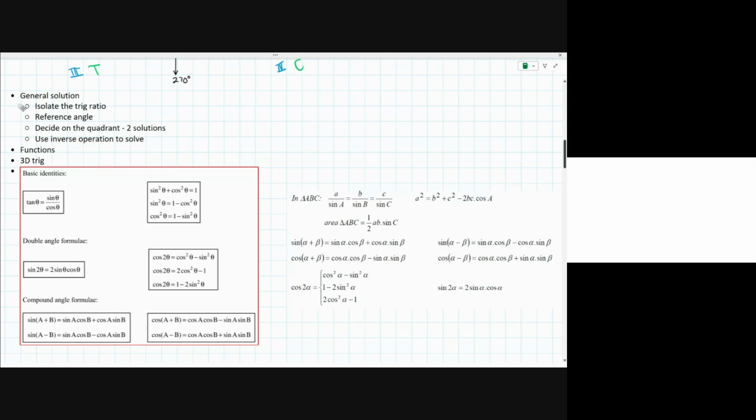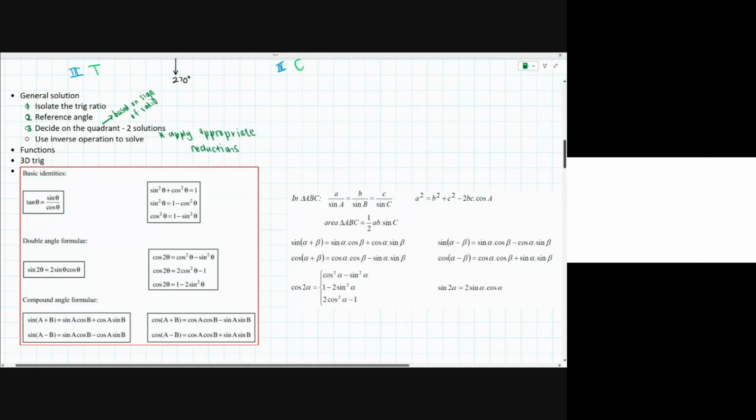But just remember, for general solution, the first thing that you do is isolate your ratio, then you find your reference angle, you decide on your quadrant based on the sign. And once you've decided on which quadrant you're working in, you're going to then apply the appropriate reduction formulae. Again, we will do a few general solutions, so we'll go through this again with actual examples.